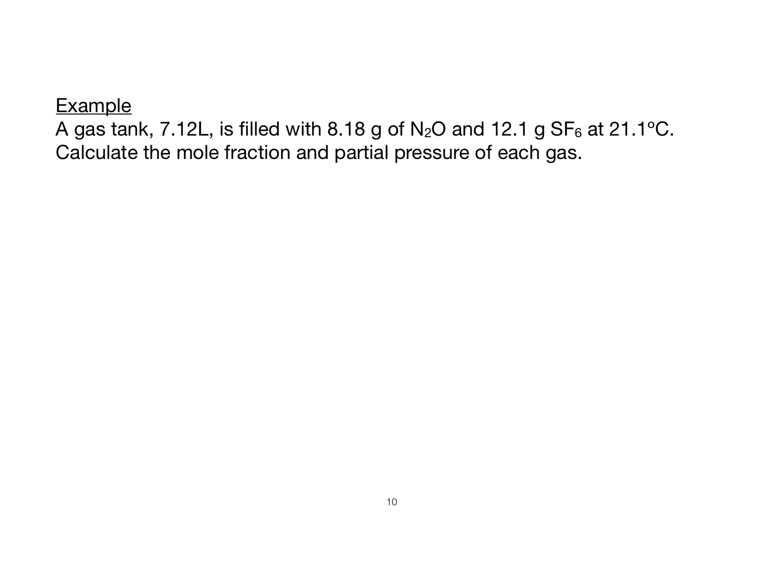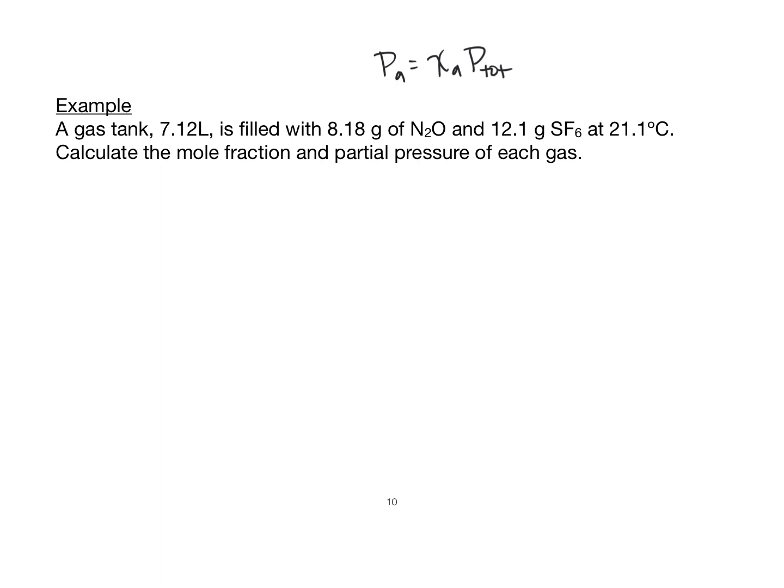So in this case, a gas tank, which is 7.12 liters, is filled with 8.18 grams of N2O and 12.1 grams of SF6 at 21.1 degrees Celsius. Calculate the mole fraction and partial pressure of each gas. So the first thing we're going to do for each of these gases is calculate the number of moles, because in order to calculate the partial pressure, remember P of A is equal to chi A times P total. So in this calculation, we have neither chi nor the total pressure.